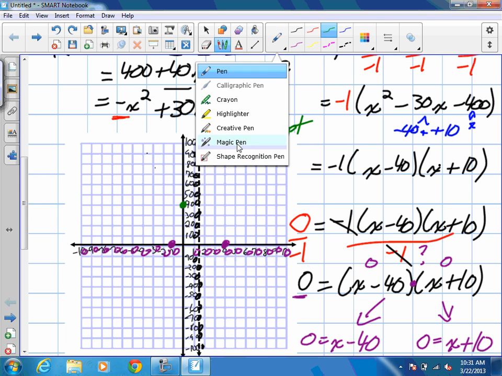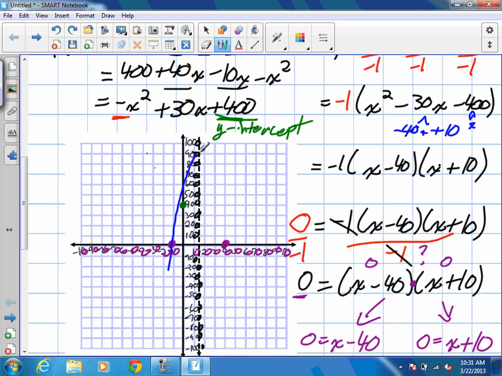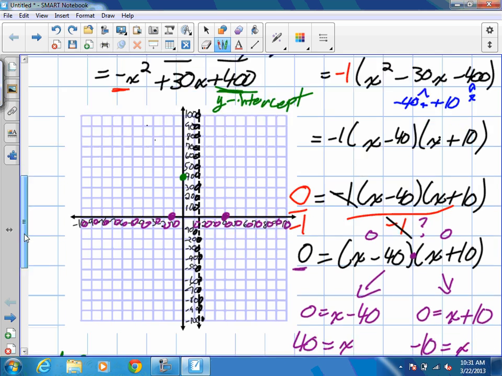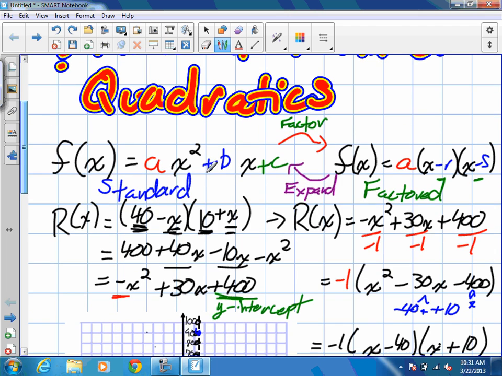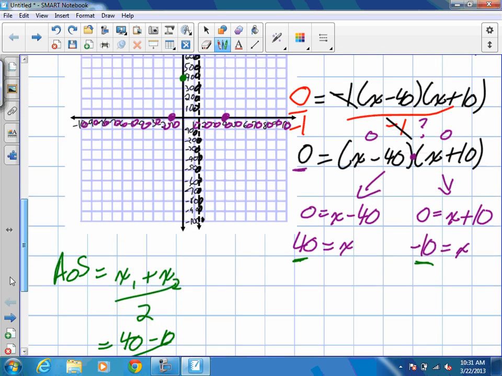How high does the vertex go? Wait, how do you get the vertex if it was 15? That was the x value of the vertex. So we know the x value, or the axis of symmetry, is 15. How high does the vertex go? You just plug in the x value. We still have to figure that out. So we're going to plug in this 15 value, and we can plug it into either the standard or the factored form. Do you want to plug it in standard? If you think that's easier.